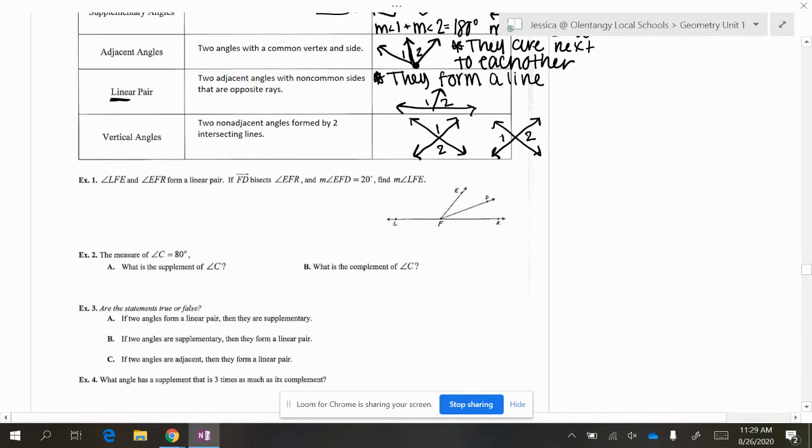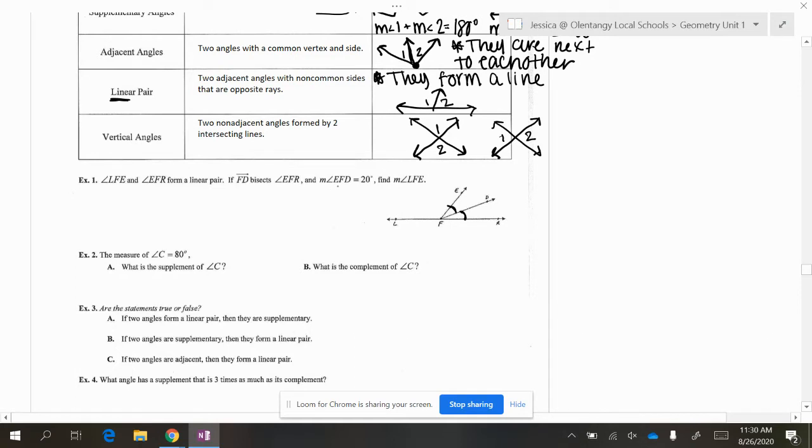All right, so example 1: if angle LFE and angle EFR form a linear pair, if ray FD bisects angle EFR and measure of angle EFD is 20 degrees, find the measure of angle LFE. So they're giving you a lot of information here, so let's break it up a little bit. FD bisects EFR. Remember, an angle bisector cuts it right in half. So FD is bisecting EFR, making these two angles congruent to each other.